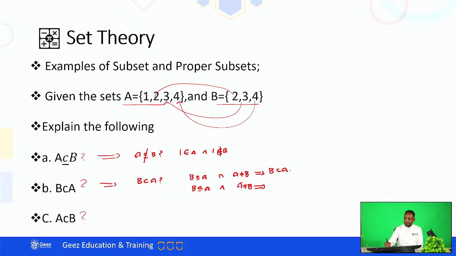If B is a subset of A and A is different from B, then we can say that B is a proper subset of A. So the answer for B, is B a proper subset of A? The answer is yes, because it satisfies the definition of proper subset.